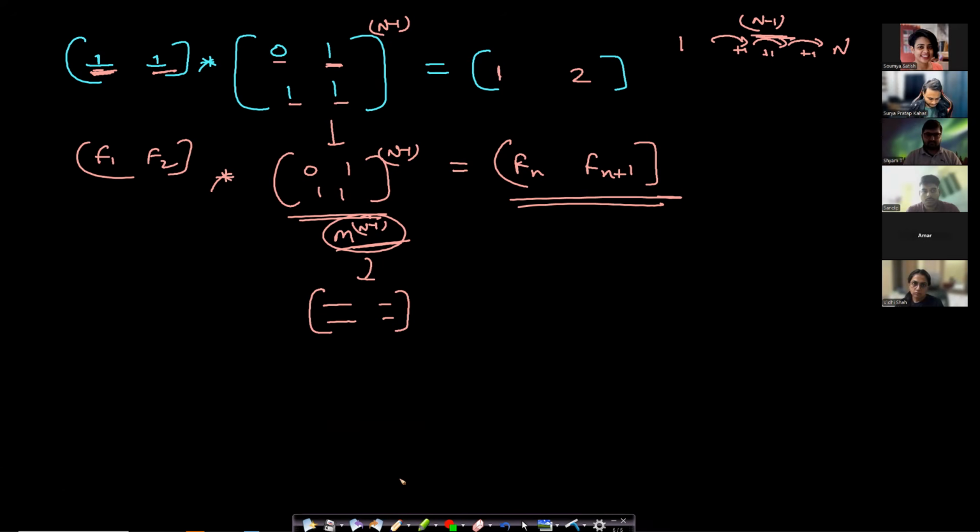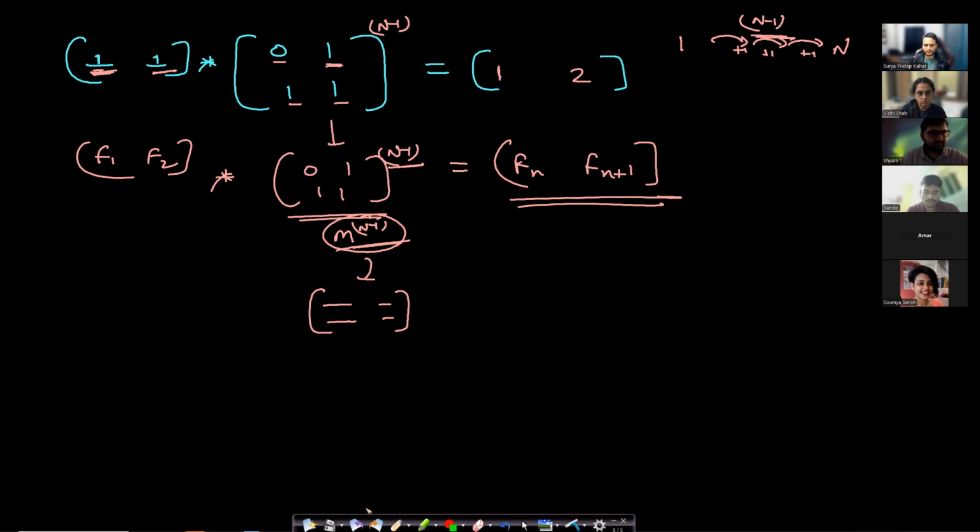Sorry, Surya, I did not understand this equation here, F1, F2, and then we multiplied with the magic matrix raised to the power n minus 1. How did we get to this? The power, yes, n minus 1.